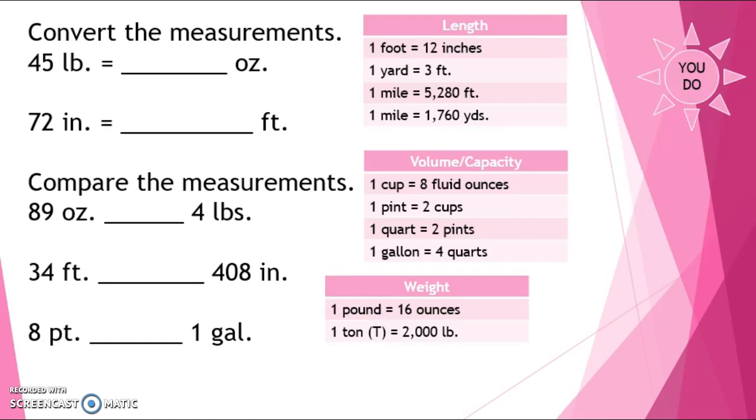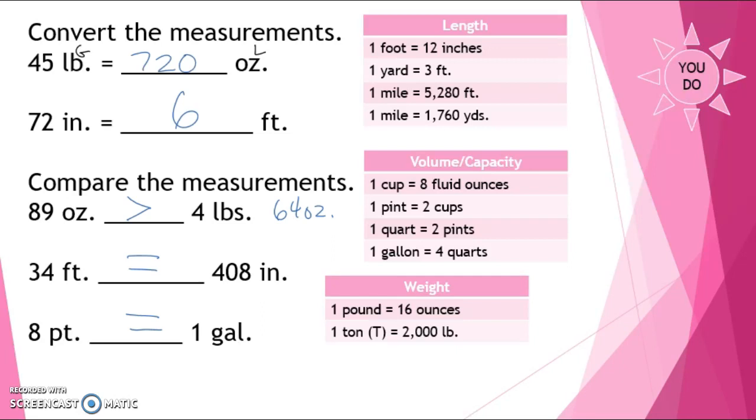Remember, you want to look for the measure that is greater or less, and when you're comparing them, you have to convert the greater measurement or the greater unit to the lesser unit. So here, remember to convert pounds to ounces. So you're going to convert 4 pounds to ounces so that you can compare the number of ounces in 4 pounds to 89 ounces and determine which of them is greater. So pause the video and I will give you the answers once you've solved them.